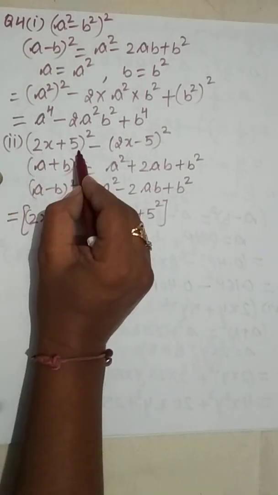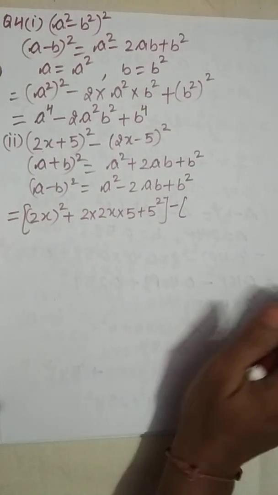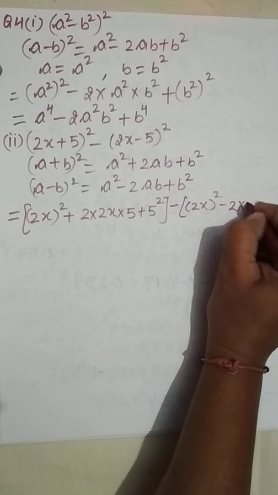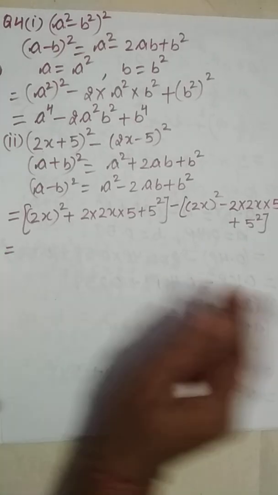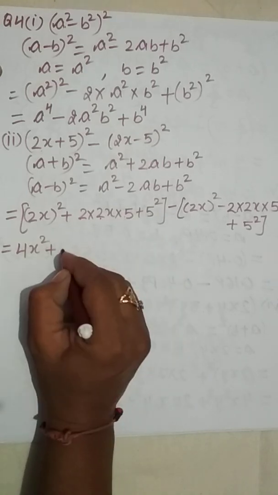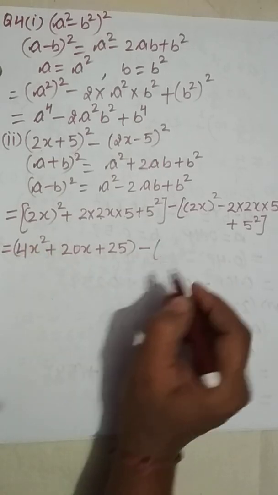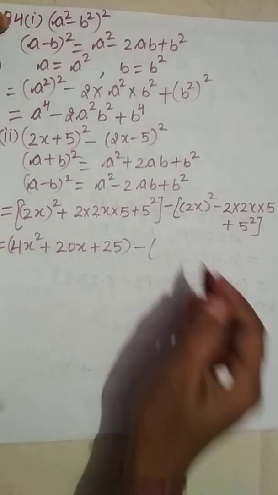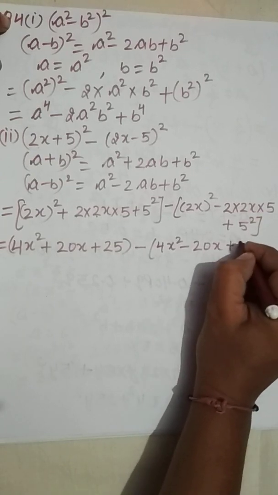Now I have simplified the first term, minus. In the second bracket it is (a − b) whole square. So (2x)² − 2 multiply 2x multiply 5 + 5². Now square of 2x is 4x² plus 2 2s the 4, 5s the 20x plus 5 5s the 25. Same simplification will be in the second bracket. There is only change of sign, that is 4x² − 20x + 25.